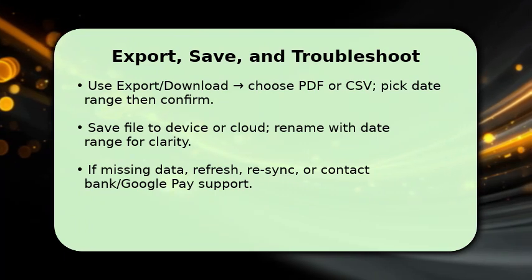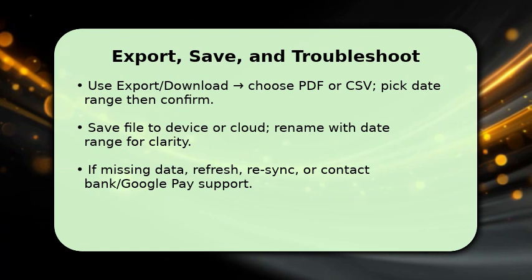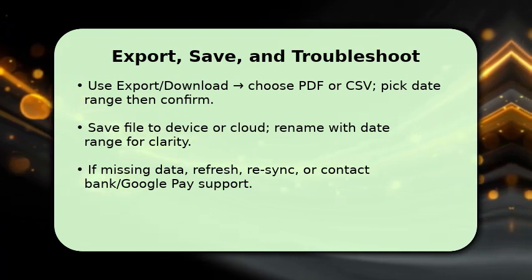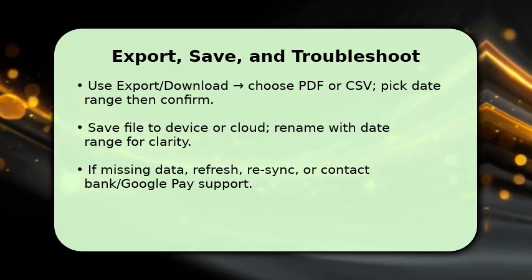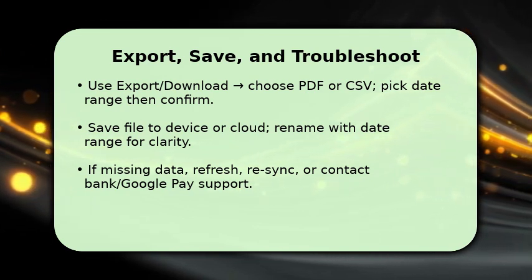You finish by tapping Export or Download and choosing PDF or CSV, then confirm the date range and start the export. Once the file is generated, save it to device storage or upload to your cloud drive and rename it with the date range so you can find it later.